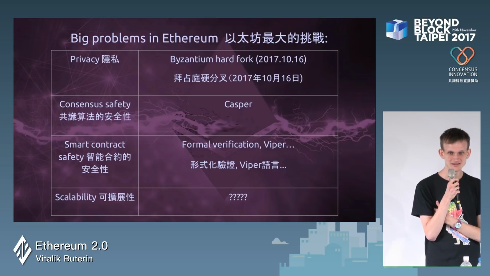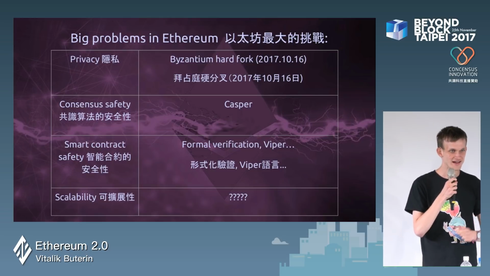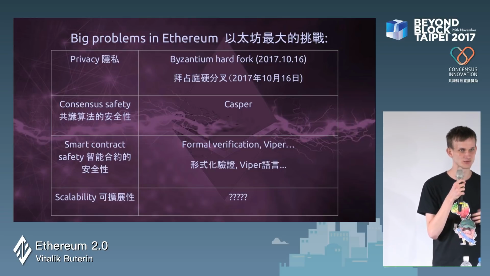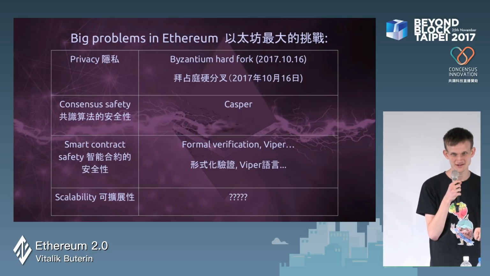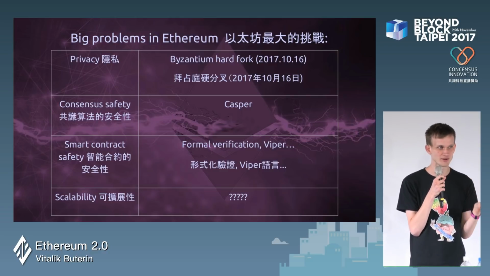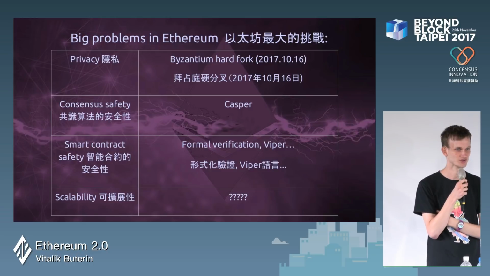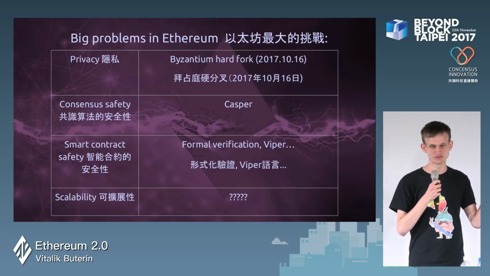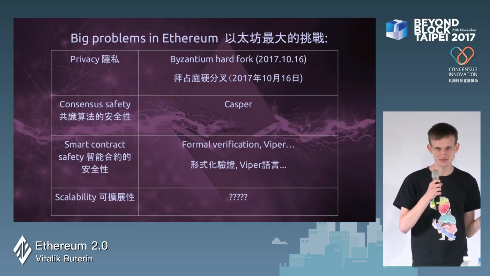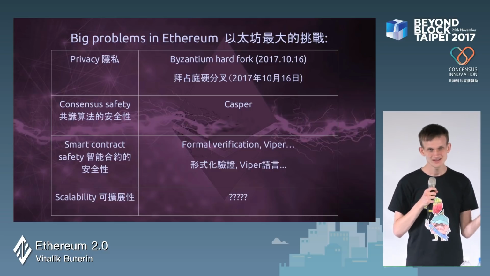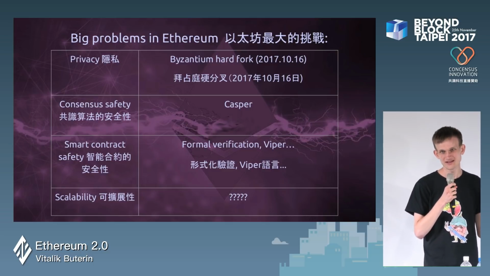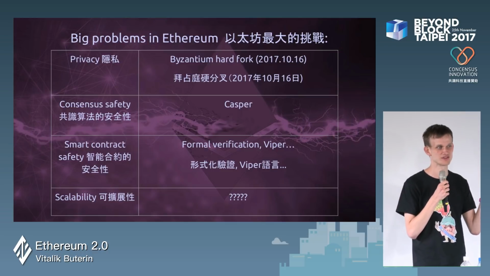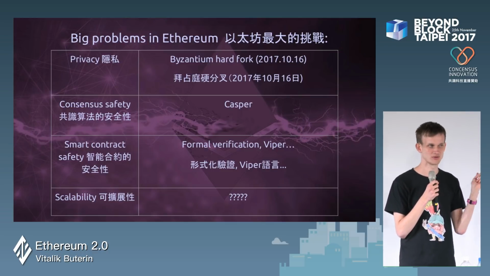So basically, going from proof of work to proof of stake has to do with not throwing $1 billion into a hole every year because of mining. Smart contract safety has to do with not throwing $200 million into a hole every year because of smart contract bugs. And this includes things like formal verification. It includes things like better programming languages and a bunch of other things. So these are all very nice and interesting topics, but today I'll probably focus on the most fundamental of all of them, which is the scalability problem.